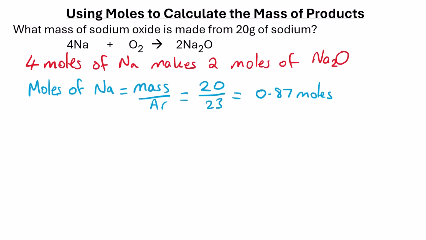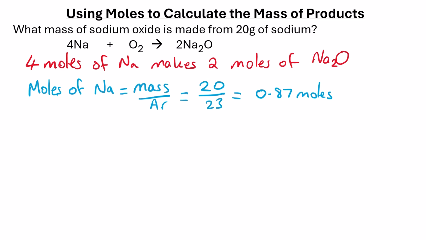So we need to work out how many moles of sodium we've got, and we do that using the familiar equation moles equals mass over Ar. It's Ar this time because we've just got atoms of it, sodium on its own. So the mass is 20 grams and the Ar of sodium is 23. That's just the mass number of sodium from the periodic table, and that works out at 0.87 moles.